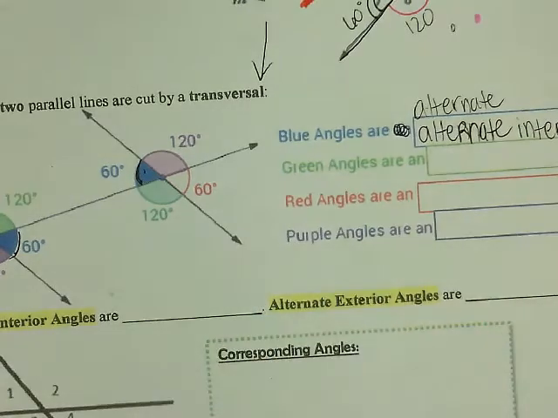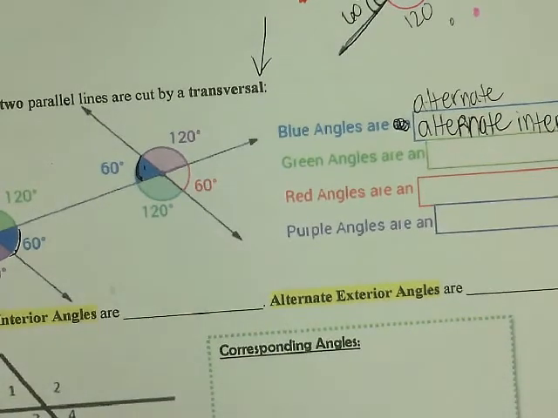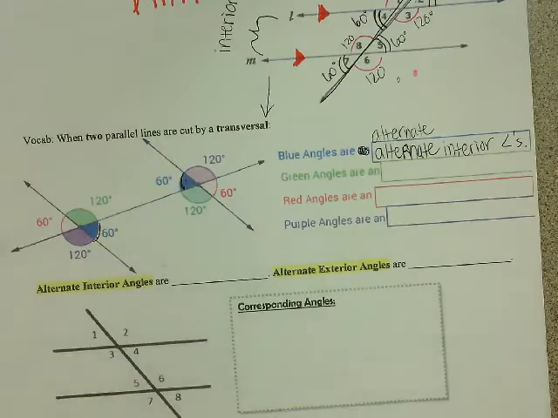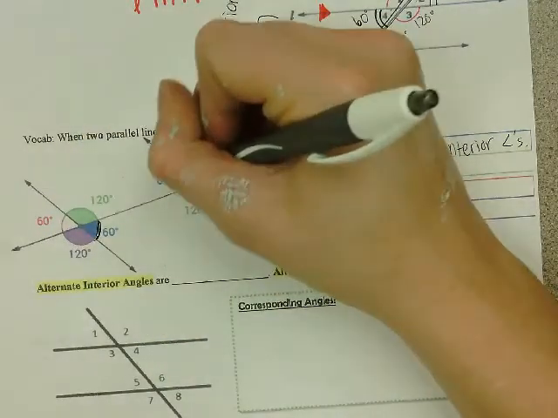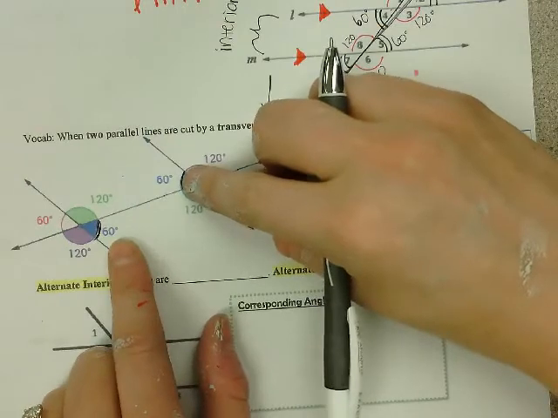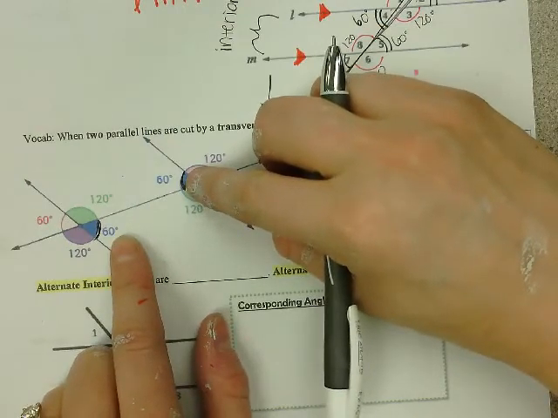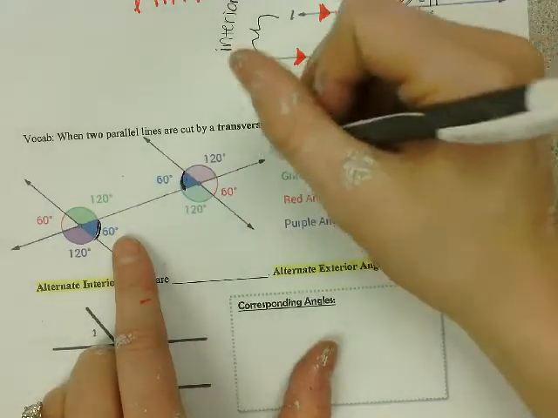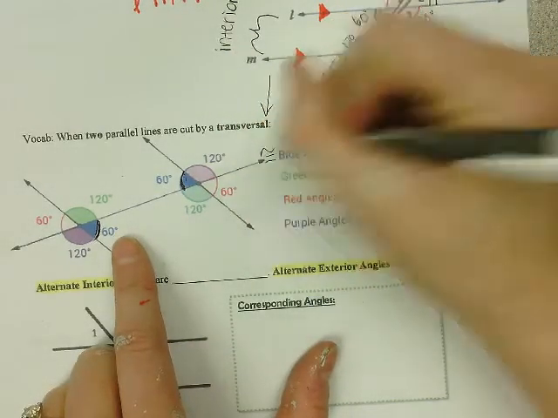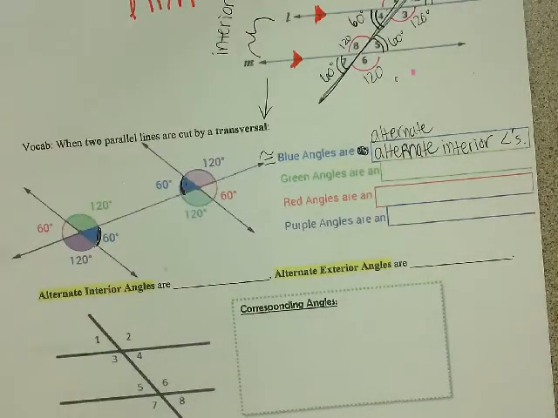Okay, so alternate interior, because we're changing sides of my transversal, and we're on the inside. Okay, so let's look at these blue angles. They're both what measure? 60. So they are congruent, right? So alternate interior angles are congruent.